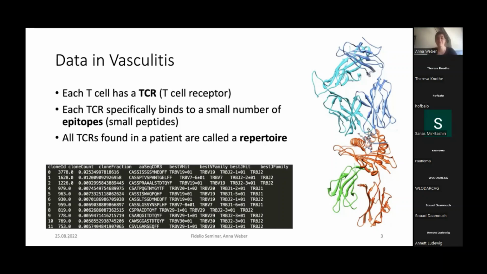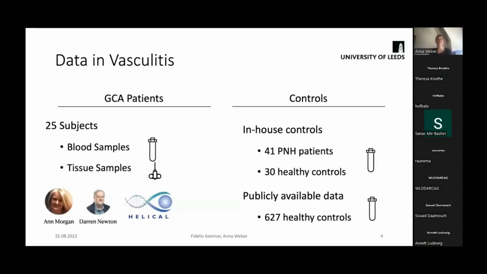So let's start with the data science now. So first of all, of course, you always need your patient samples, but you also always want to compare them to something, right? So you also need controls. Don't worry about the abbreviations. GCA is just the abbreviation for the subtype of vasculitis that we're looking at. So just replace GCA with vasculitis, this autoimmune disease, in your head. We've got data from 25 subjects, and we've got two different data types. We've got blood samples, and then we got these tissue samples from the biopsies that they took for diagnosis.